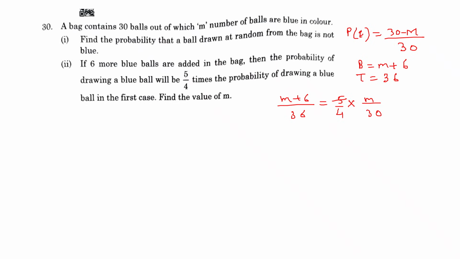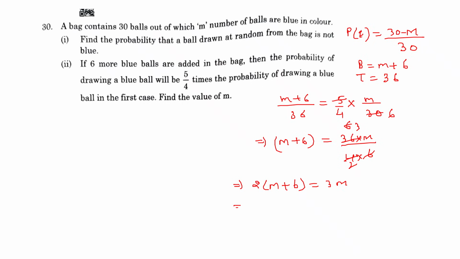Now solve it. 5 times 5 6 are 30. So m plus 6 equal to 36 into m by 4 into 6. 6 times 6, then 2 2s are 4, 2 3s are 6. Now cross multiply. So 2 times m plus 6 equal to 3m. So from here you will get 2m plus 12 equal to 3m, means 3m minus 2m is m equal to 12. So this is the answer for question number 30.